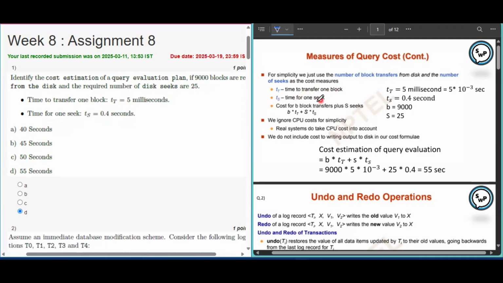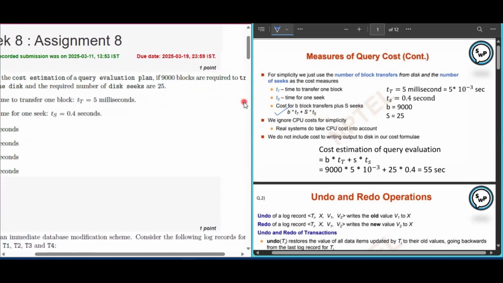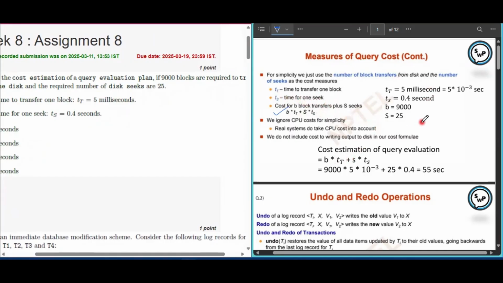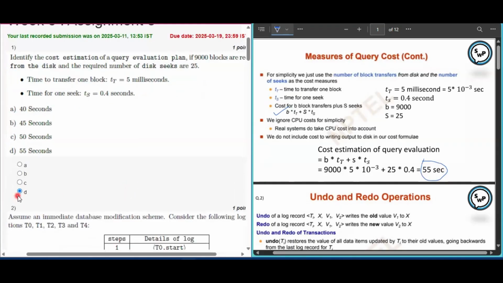So we have to remember this equation, that is cost for B block transfer plus S seeks. So the equation will be B into TT plus S into TS. Now what is B? B is the number of blocks that are required to be transferred. What is S? S is the number of seeks. And TT and TS is the time for transferring one block and the time for one seek respectively. So if we put all these values here, in case of TT, the given value is 5 milliseconds. That means 5 into 10 to the power minus 3 seconds. So if we put all the values here, then we will get 55 seconds. Okay, so 55 seconds will be the answer of question number 1.